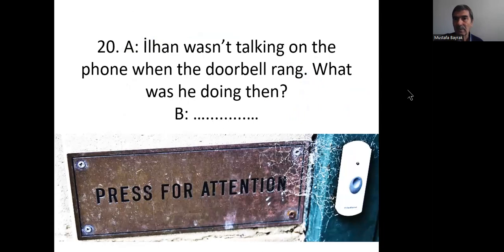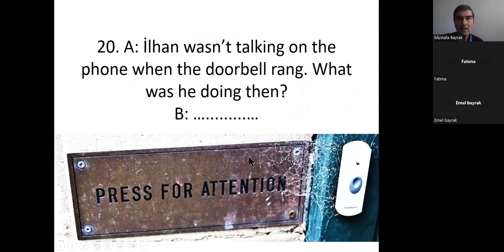Next is dialogue 20. Yes, İlhan wasn't talking on the phone. Yes, İlhan wasn't talking on the phone in the past in a continuous manner, okay? İlhan wasn't talking on the phone when the doorbell rang yesterday. What was he doing then? He was playing computer games, or he was designing a kitchen on the computer when the electricity went out. Okay.